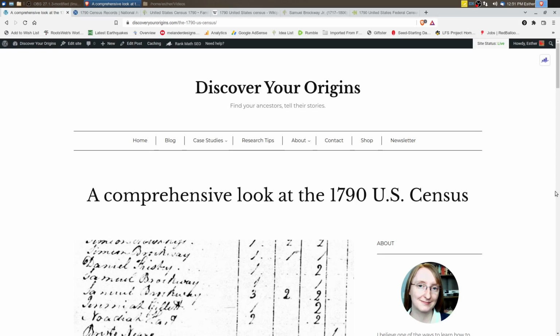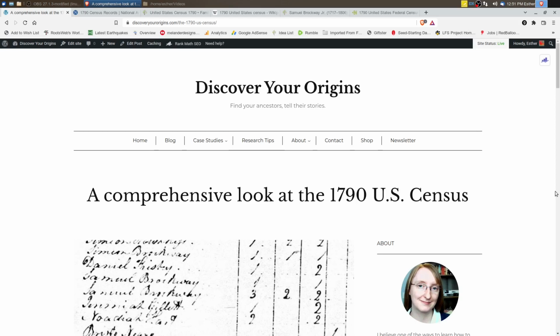There are a number of articles that are written about the 1790 census, and I link to them in my blog article. My blog brings all of these resources together with links to the sources that I used and gives you just a basic comprehensive overview of the 1790 census and how you can use it in your family history.